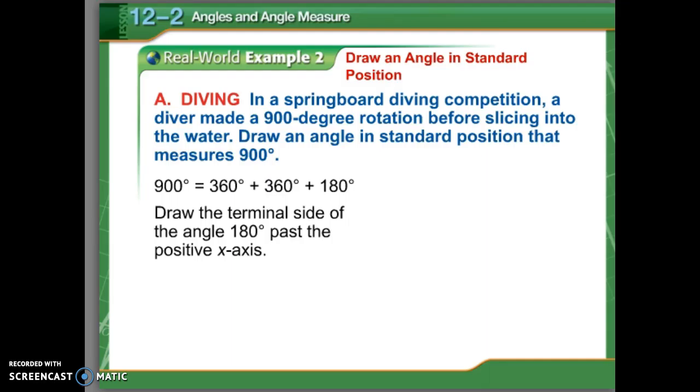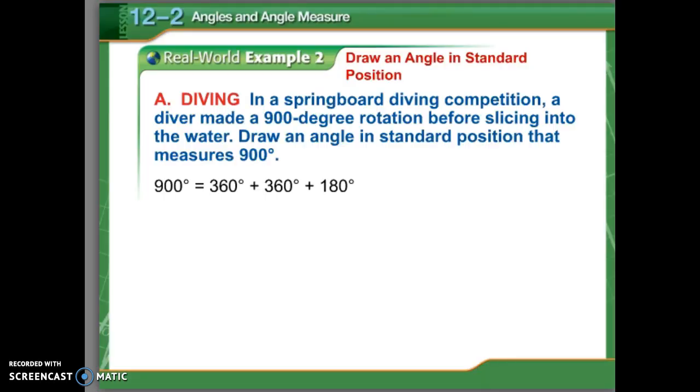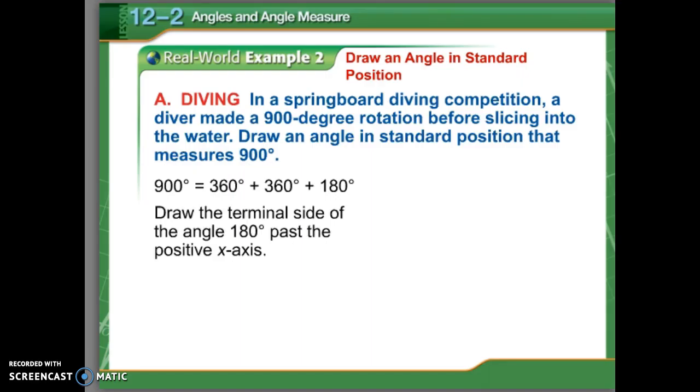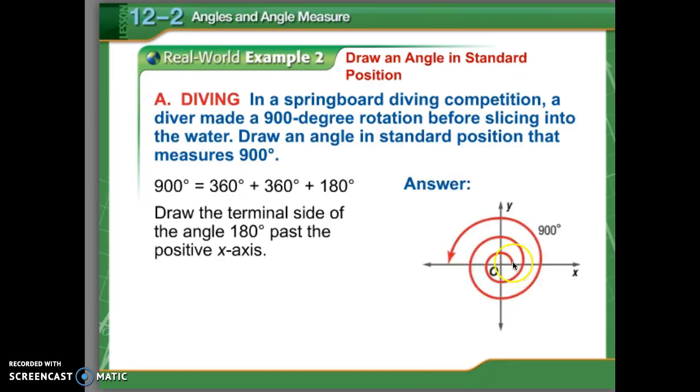And so they've shown us that a 900-degree angle is 2 full rotations, 2 360-degree rotations, plus 180 more. So our angle, the terminal side, is just going to be a 180-degree angle, but we also need to include in our sketch the fact that we've made 2 complete revolutions before this 180-degree angle. And so our sketch is going to look like this. If we start here, we make one complete rotation back here, then we make another complete rotation back here, and then we make 180 degrees over here.